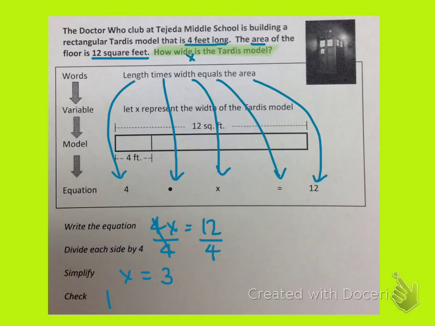We need to check. So that means we're going to plug in the 3 for x in our equation and see if it works. 4 times 3 equals 12. Well, 4 times 3 is 12. Does 12 equal 12? Yes, so we're good.